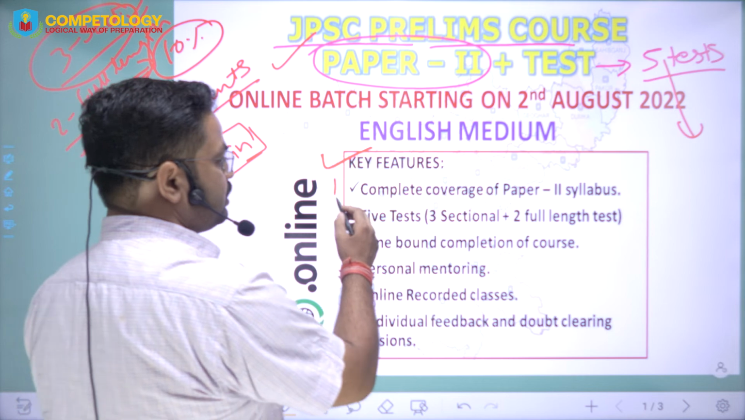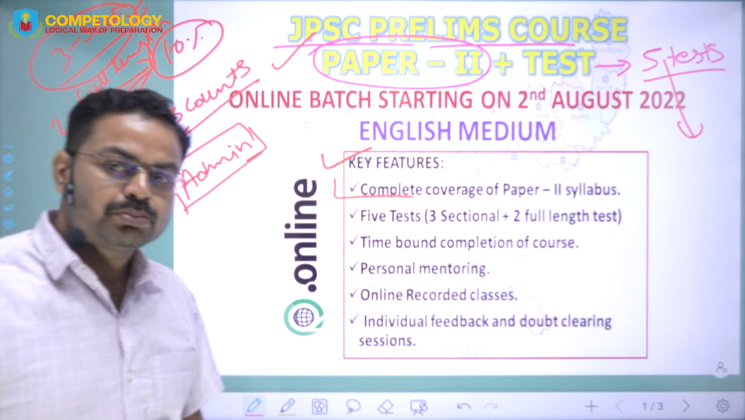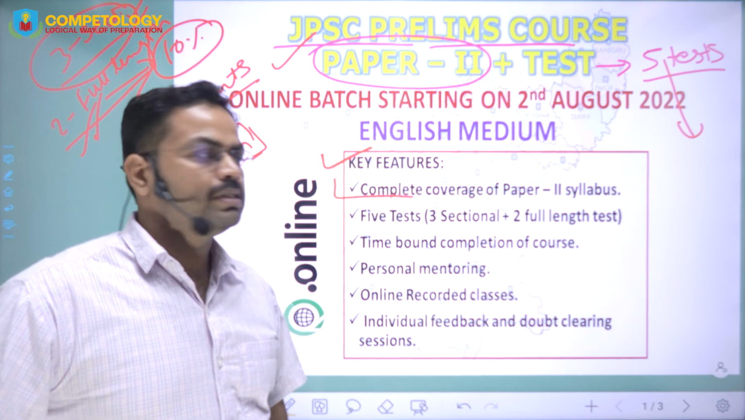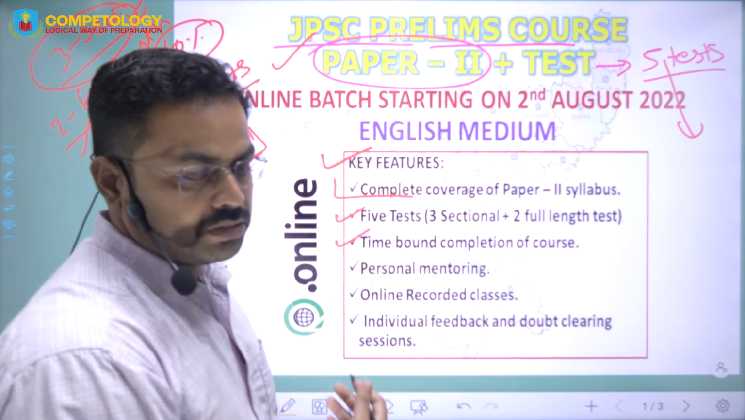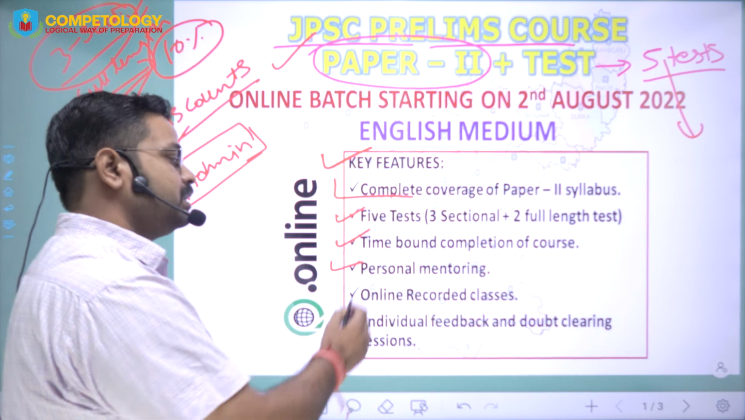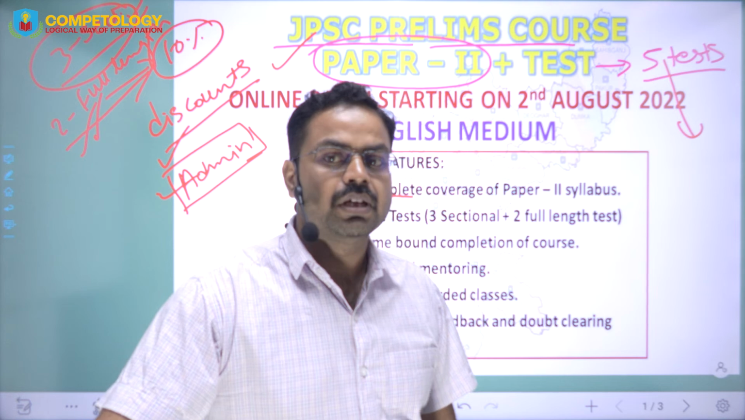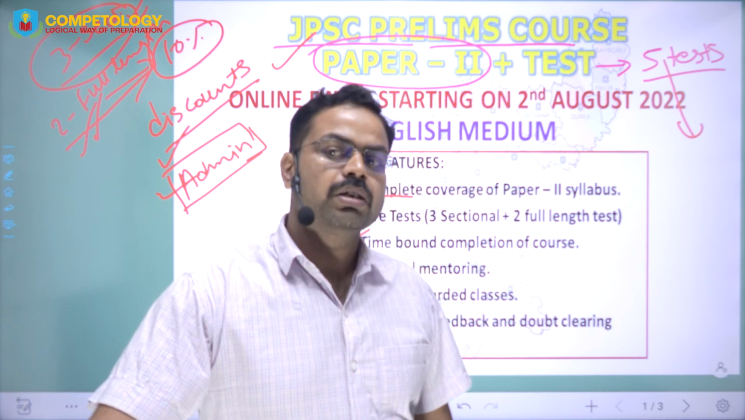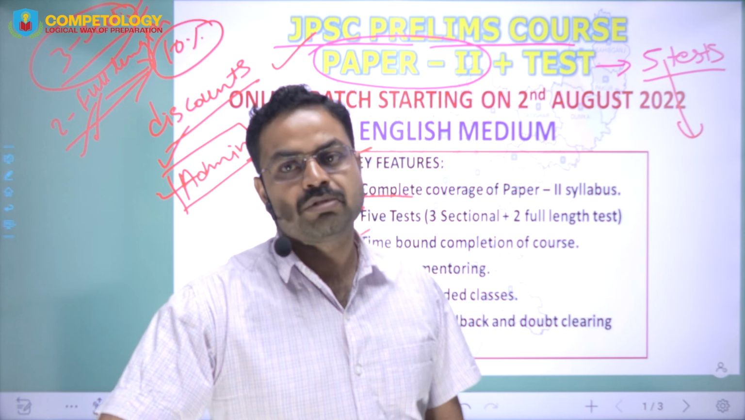And here the key features of the course is that the complete coverage will be provided for the JPSC paper 2 prelims GS paper, and thereafter 5 tests, as we have discussed, time bound completion of the courses. Personal mentoring will be provided. For that matter, you have to contact the respective faculty member or contact the admin section and get the appointment for the faculties, right.